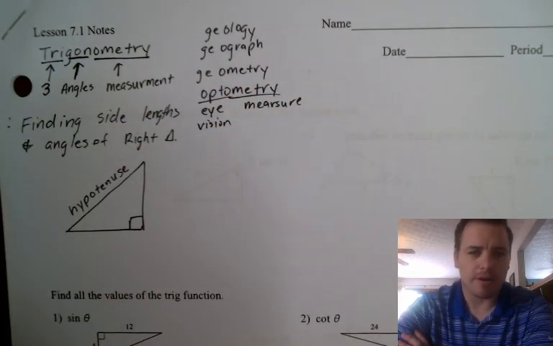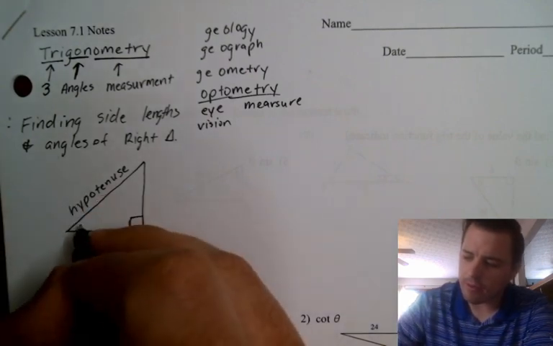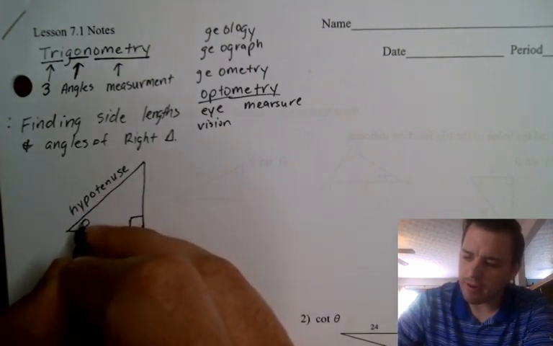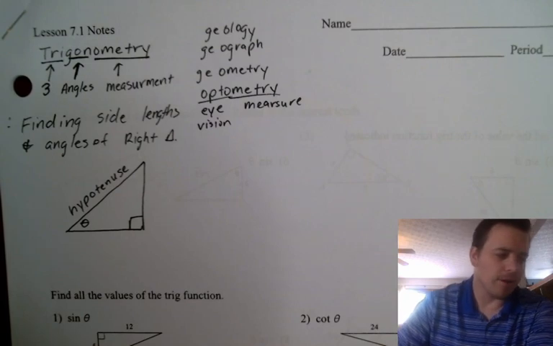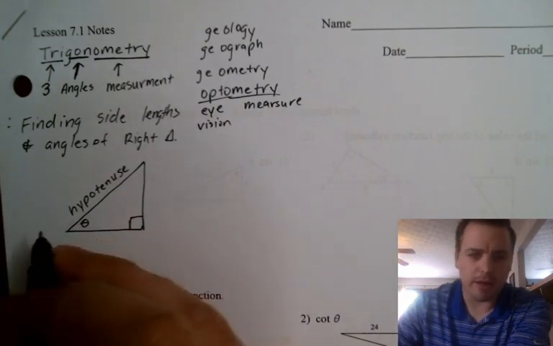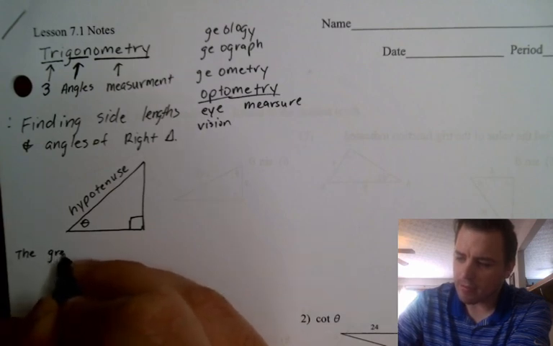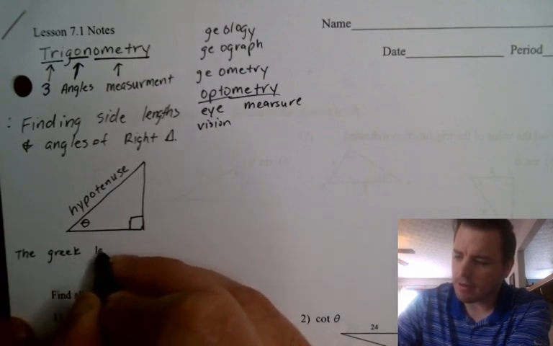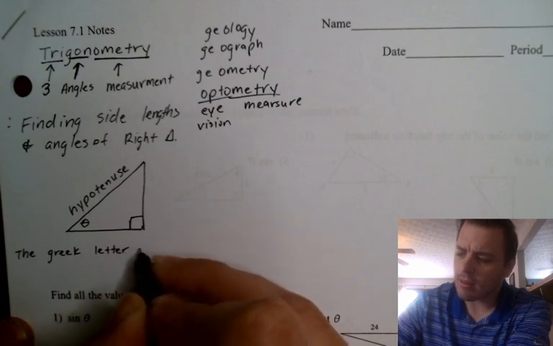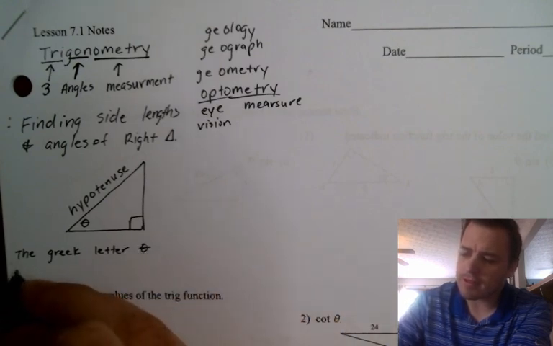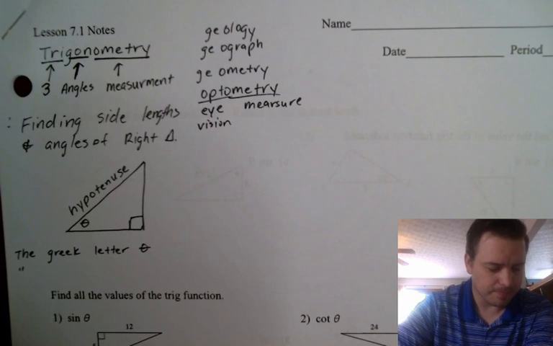So our hypotenuse, and let's put our angle that we're dealing with down here. Now, this is a Greek letter. Does anybody know how to pronounce the Greek letter? Anybody know how to say that letter?